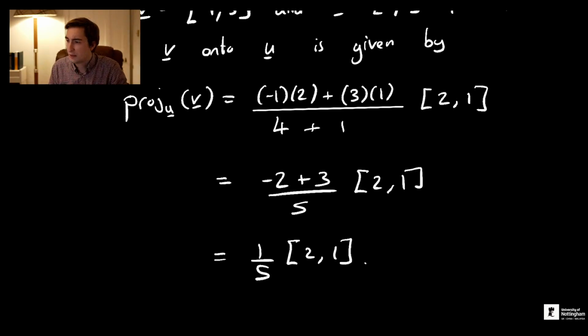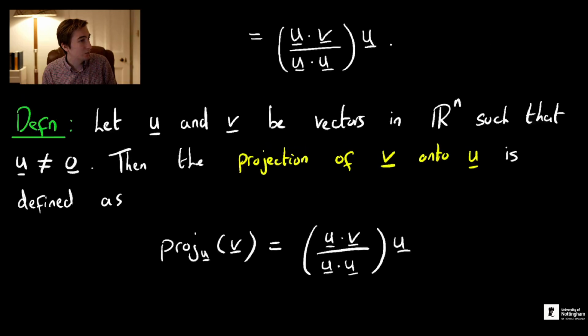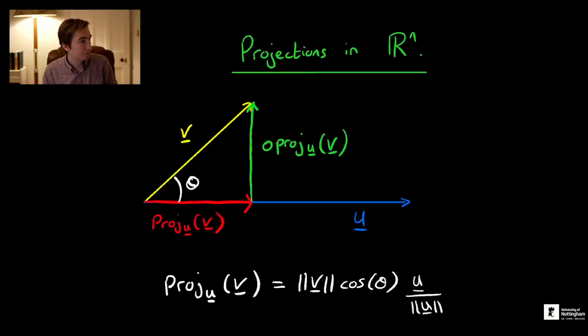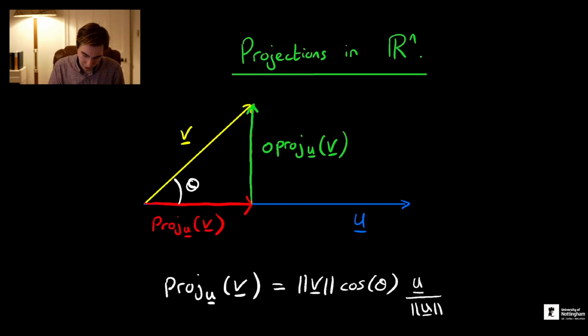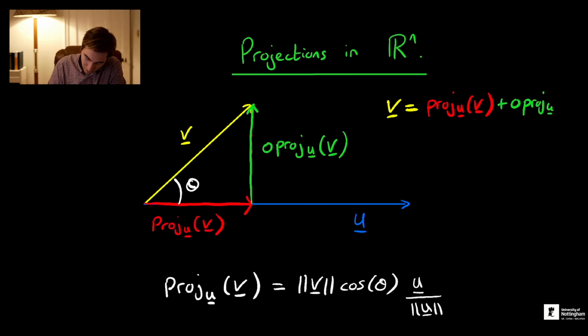There are some other examples there in the notes for doing it in R3, but it easily generalizes to Rn as well. One of the important points to go back to in our picture is that we have this idea of the orthogonal projection. And we can also see from this picture, which is quite useful, that our vector v can always be decomposed into its projection and its orthogonal projection. In other words, v is equal to the projection of v onto u plus the orthogonal projection of v onto u.